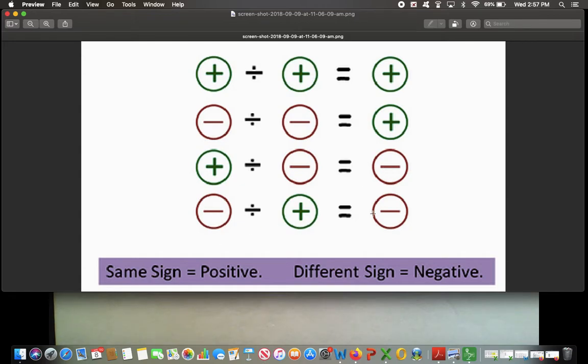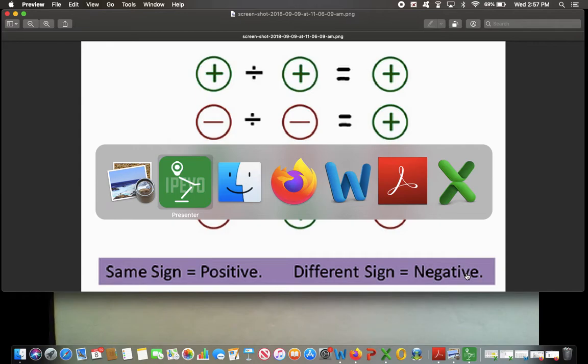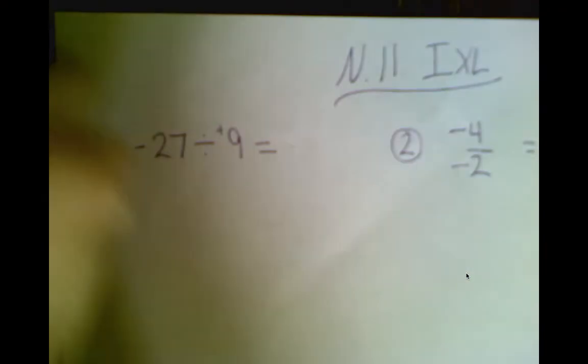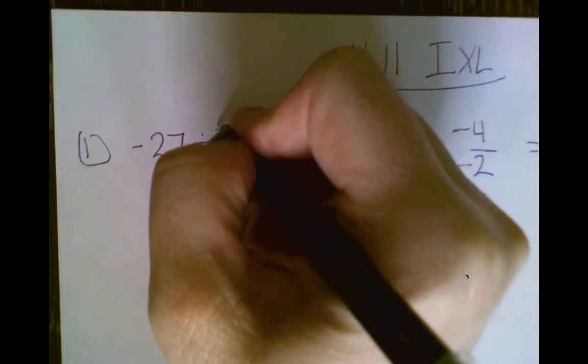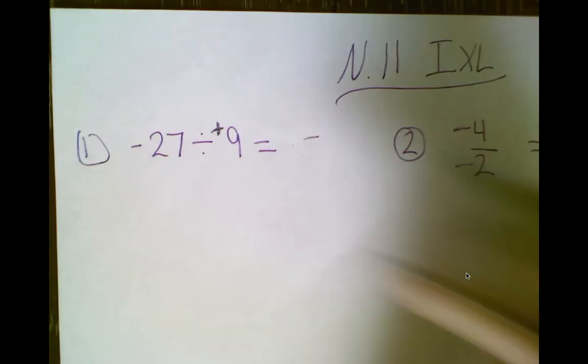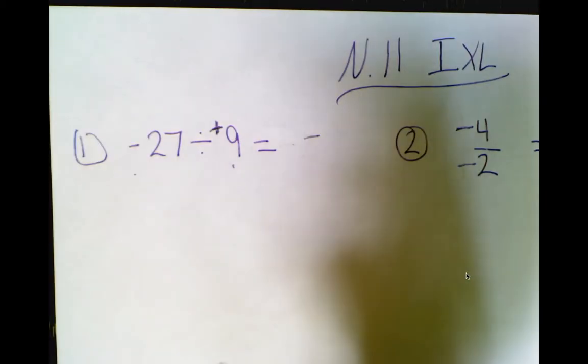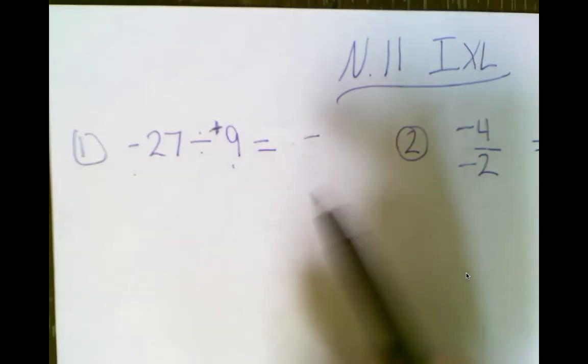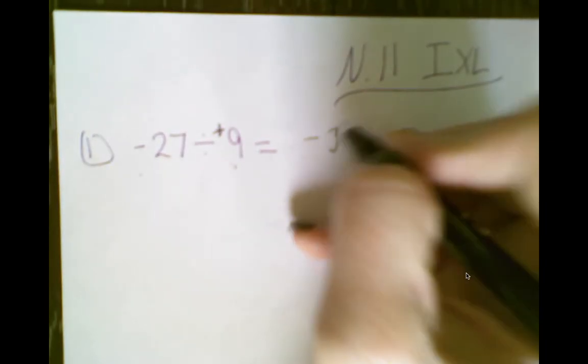If you have a negative and a positive, the answer is going to be negative. So as they say down here, same signs, the answer is going to be positive. Different signs, the answer is going to be negative. So we have different signs, so the answer is going to be negative. So 27 divided by 9, and you can say what number times 9 equals 27, and that would be 3.